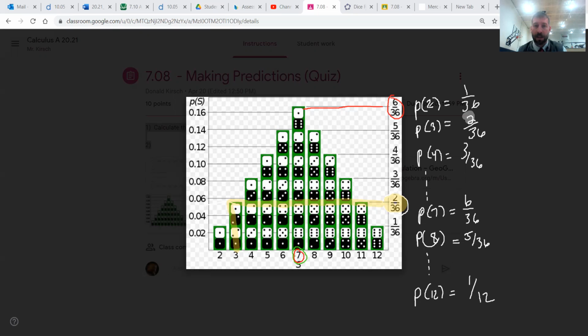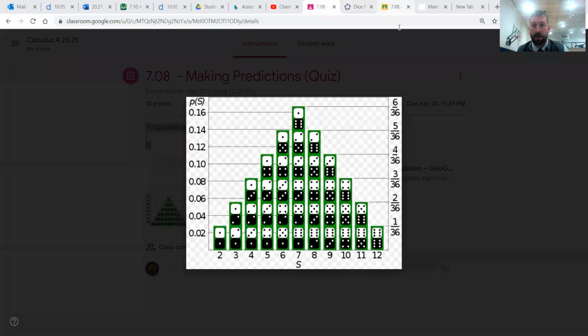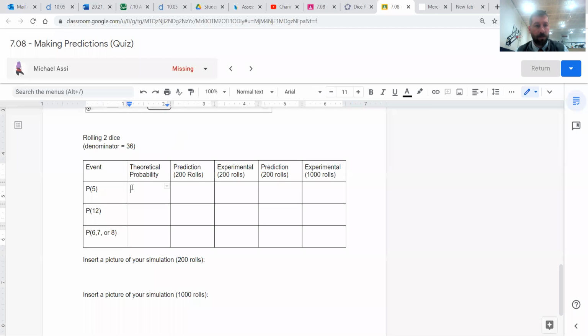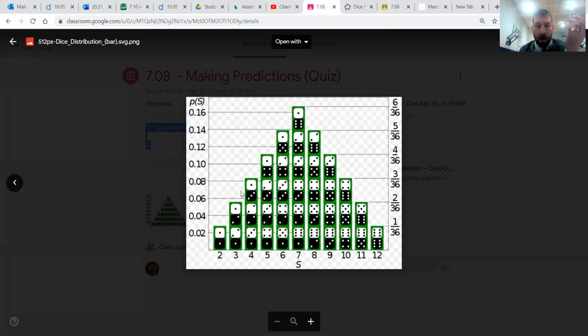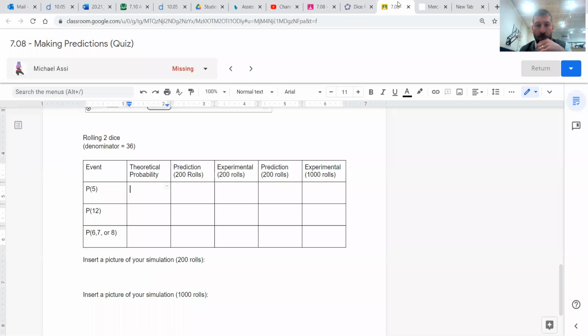So keep this in mind, because now when I clear this, we're going to go back and take a look at how I can find the probability of rolling a 5. Well, if you look back at that again, the probability of rolling a 5 was 4 out of 36, a 4/36 chance, because there's 4 different combinations. So that's going to be my theoretical probability. So I'm using that diagram to help me.